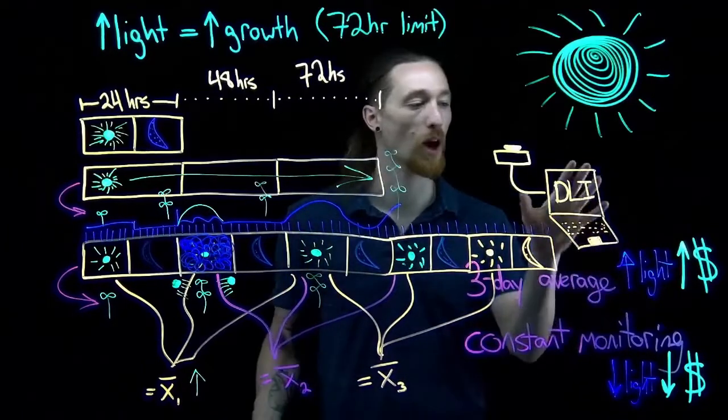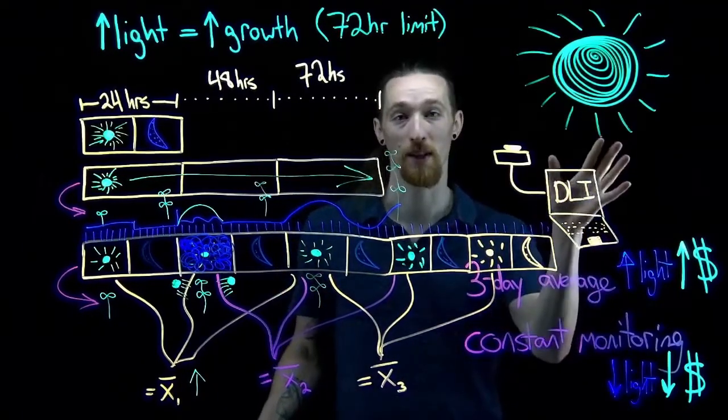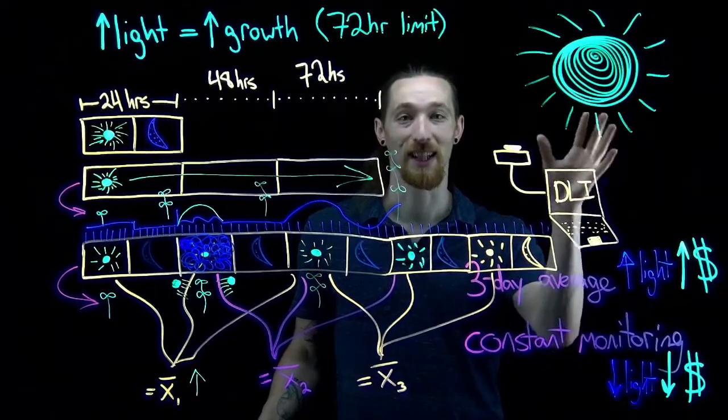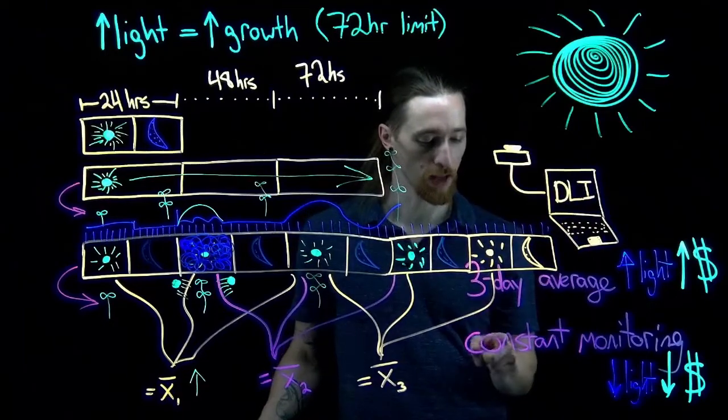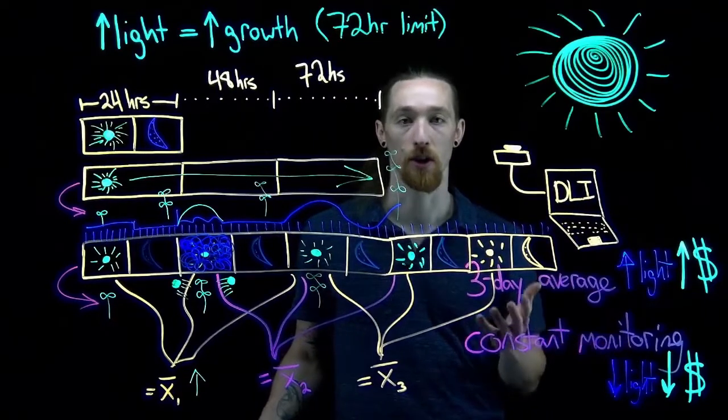So I suggest you automate your light sensing, light recording, so you know how much light is hitting your crops. And for another, I suggest you pair it with constant monitoring to trigger supplemental light.